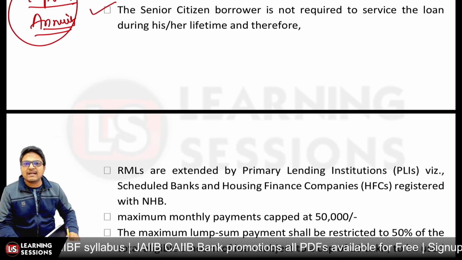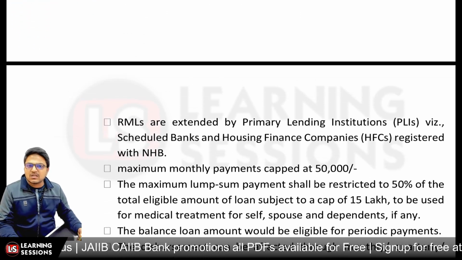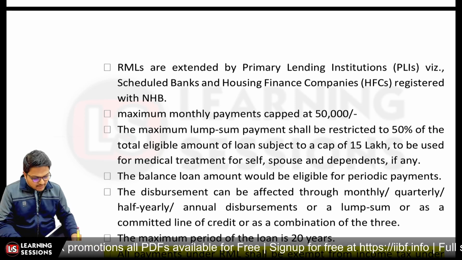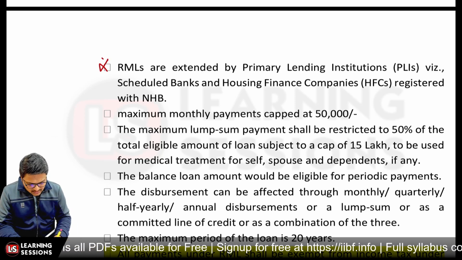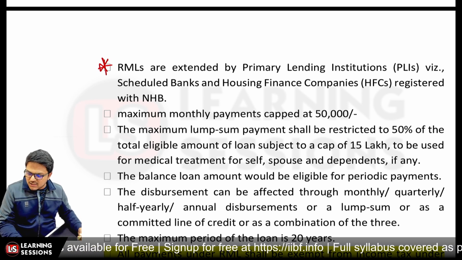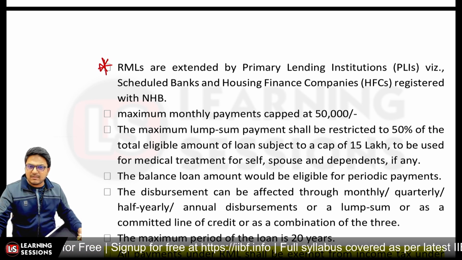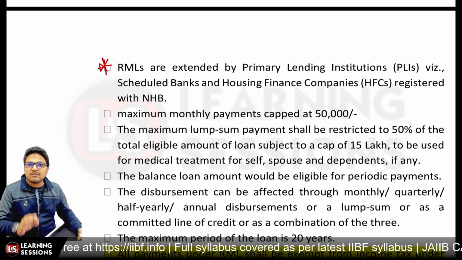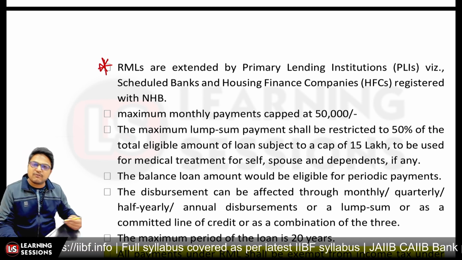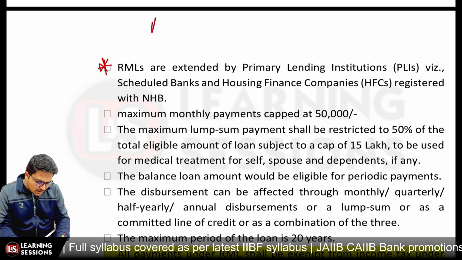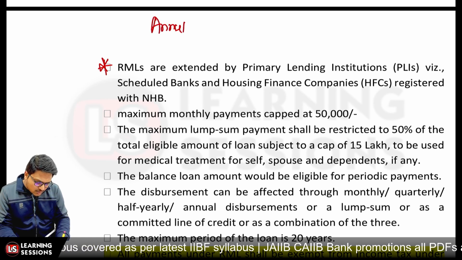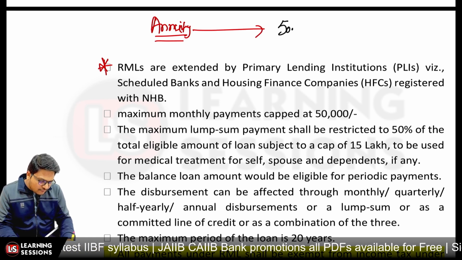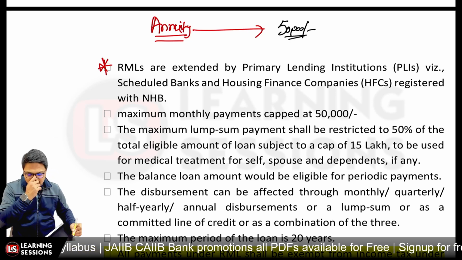And RMLs are extended by primary lending institutions, scheduled commercial banks, or particular housing finance companies which are registered with NHB. So financial institutions registered with NHB can be extending the RML, and the monthly maximum payment is capped at rupees 50,000. So the maximum annuity amount which can be paid by the bank to the borrower is capped at 50,000 rupees. That's the first case.